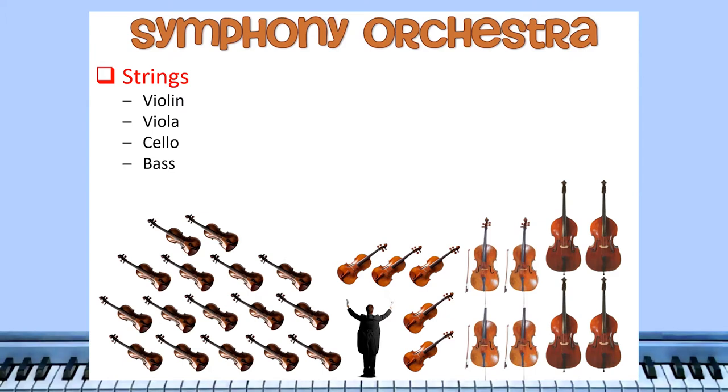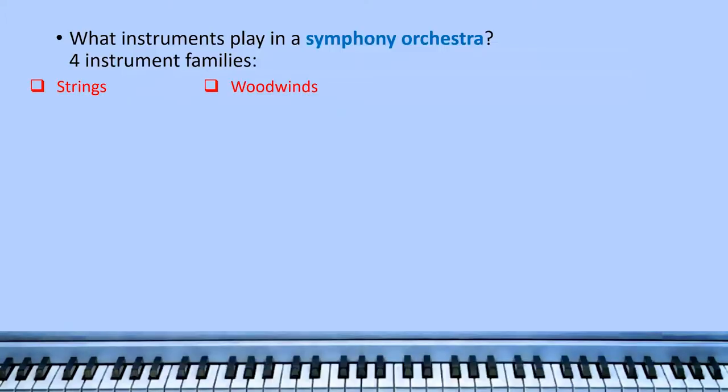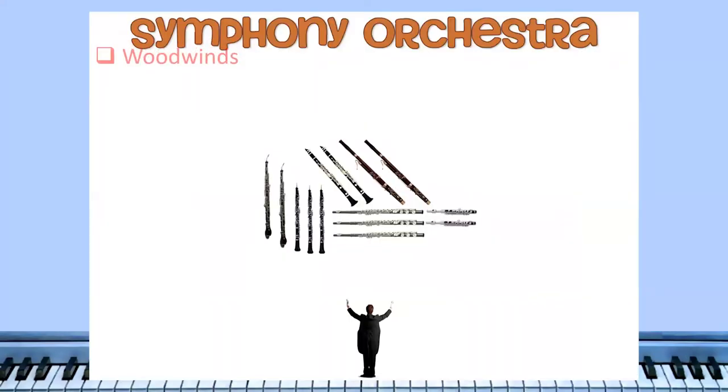Okay, we are saying goodbye to the string family, and we are going to come to the woodwind family. Jenny, help me out here. Oh, Jenny's still on mute. Flute and piccolo, oboe, clarinet, and bassoon. Fantastic, thank you. So now we're going to go into these woodwind families and meet individual instruments.